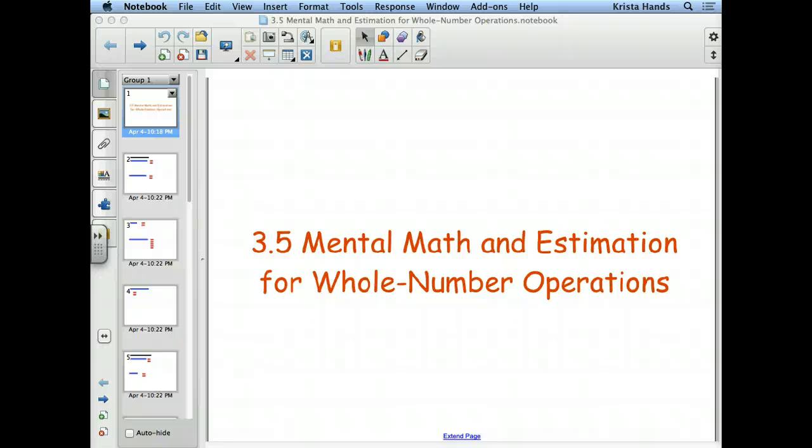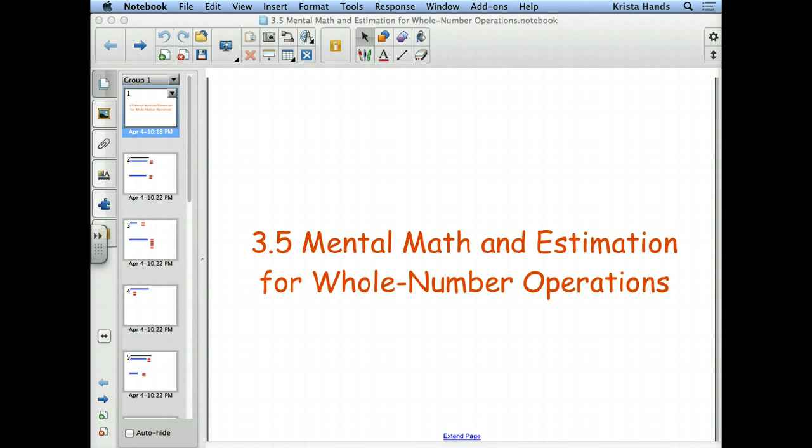5 is our last section of new material in Chapter 3. And we're going to do two things in this section that are related, but they're different. One says mental math, and the other one says estimation. Okay? So mental math means you do it in your head. Estimation means it's not going to be exact.